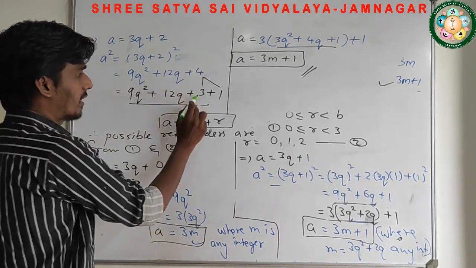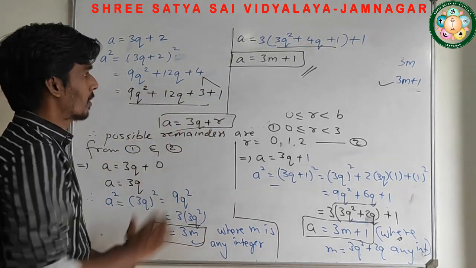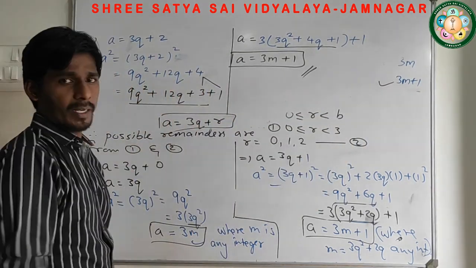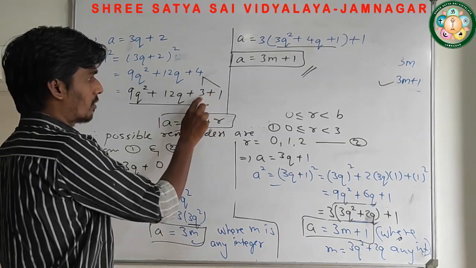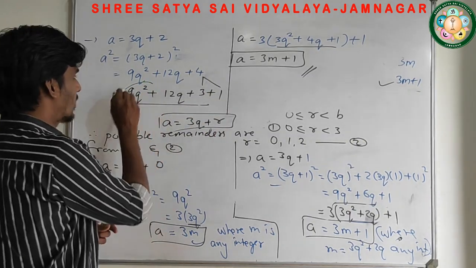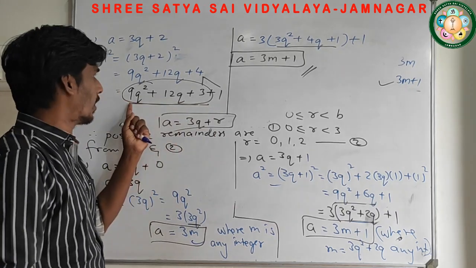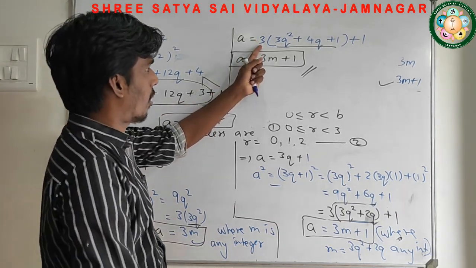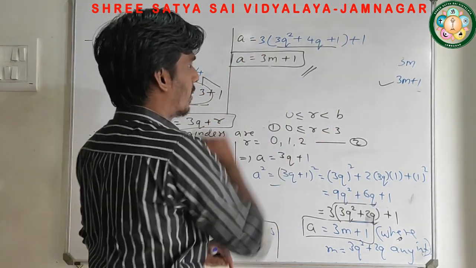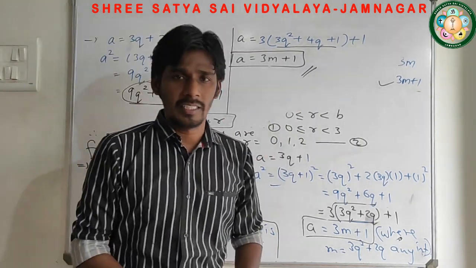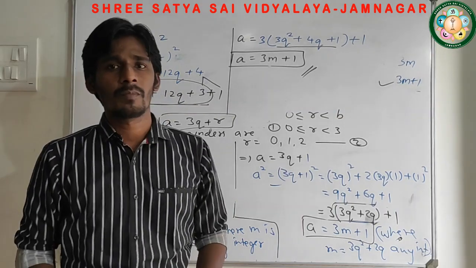फिर 4 को मैंने क्या किया? Split कर दिया, 3 plus 1. Because the last term which I want is plus 1, and here I got plus 4. So I split this 4 as 3 plus 1, so that there is a common factor in the first 2 terms. पहले 2 term में common आ गया, that is what? 3 taken out outside. This whole bracket I took as M. And I got this one. So this is the way we can prove all the 3 equations for question number 4.